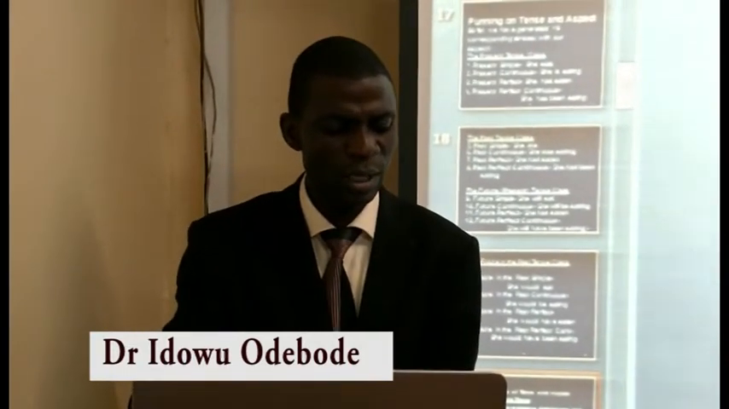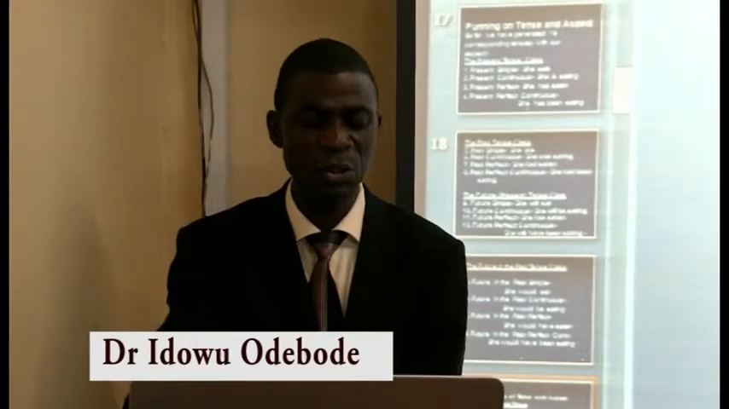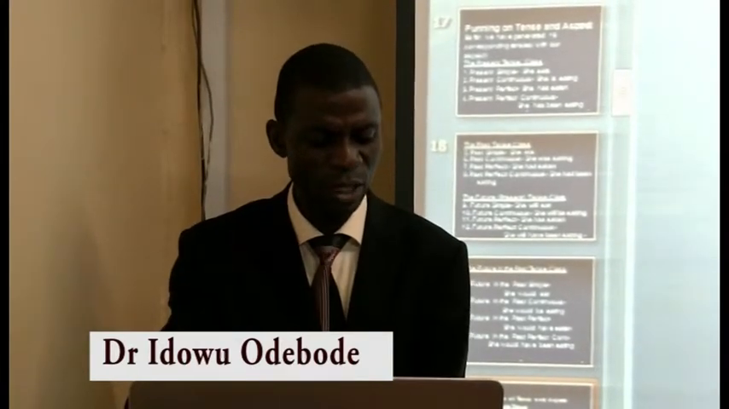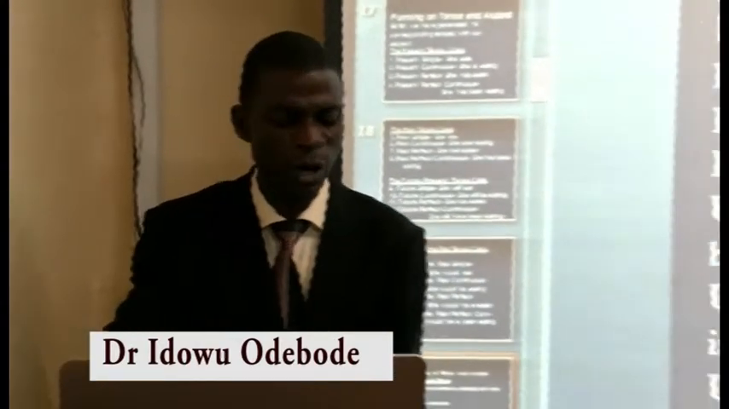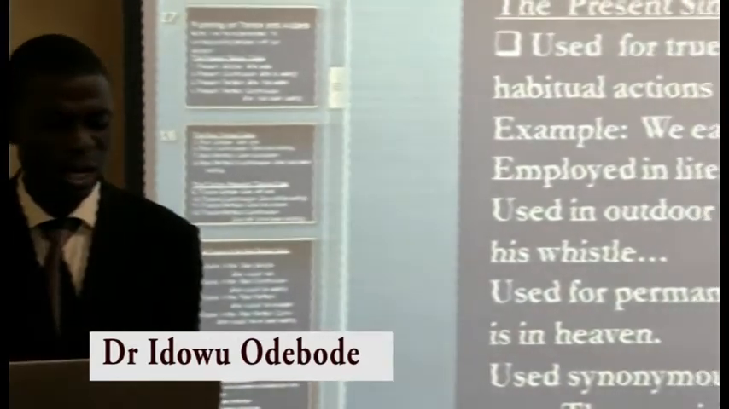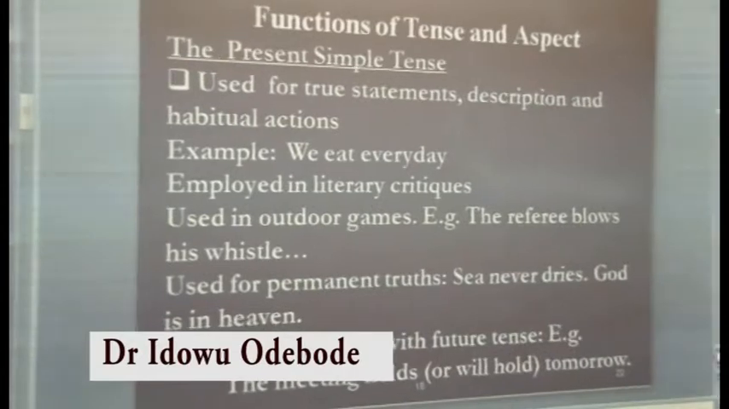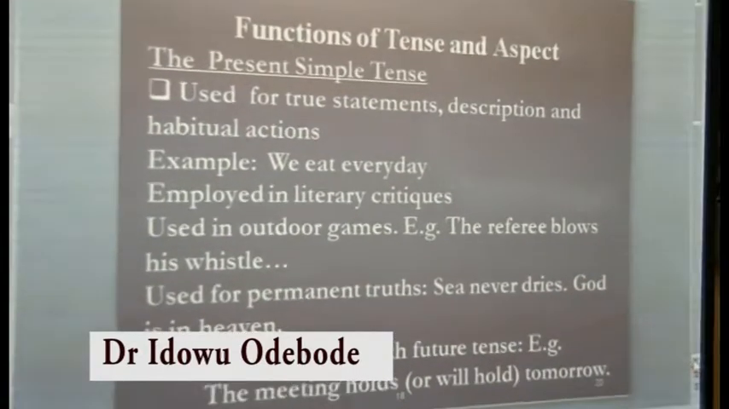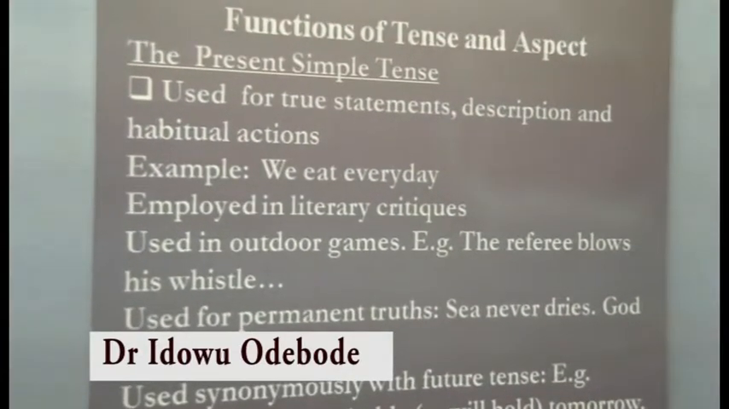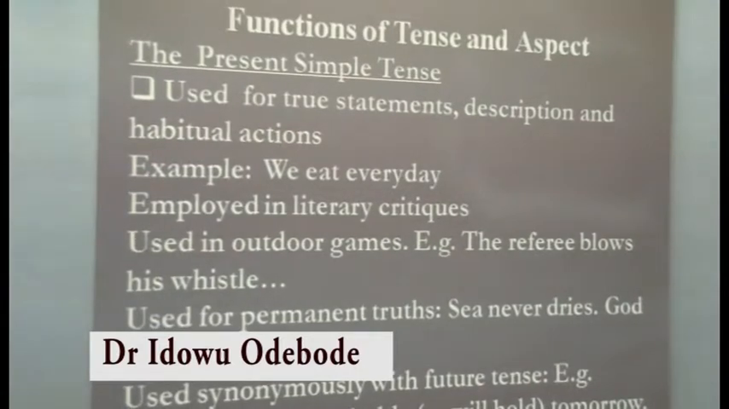Also, the present simple tense is used in outdoor games like football. For instance, the referee blows his whistle. The game starts in earnest. The back man passes the ball to the center forward. He moves. A shot. Oh no, the goalkeeper catches the ball and the ball is jumped for.